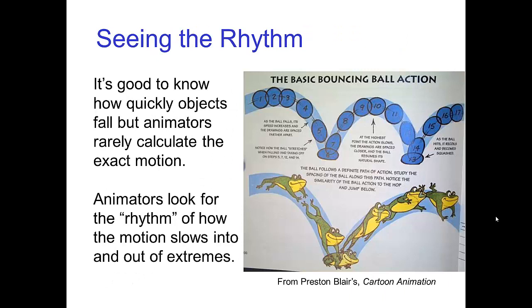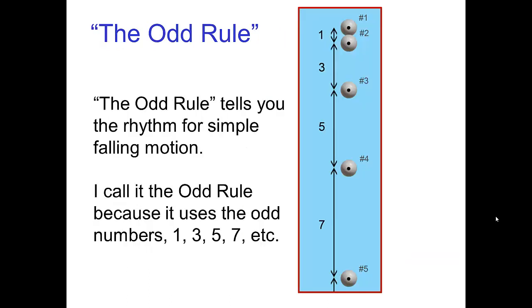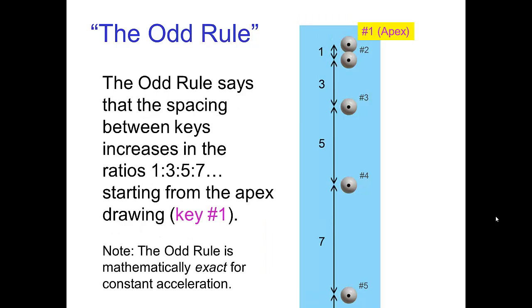Now, it's good to know how quickly objects fall, but animators rarely calculate the exact motion. Instead, animators look for the rhythm of how the motion slows into and out of extremes. The odd rule tells you the rhythm for simple falling motion. I call it the odd rule because it uses the odd numbers, 1, 3, 5, 7, etc. The odd rule says that the spacing between keys increases in the ratios 1 to 3 to 5 to 7, etc., starting from the apex drawing, which is key number 1.